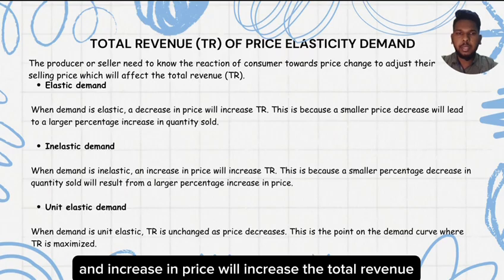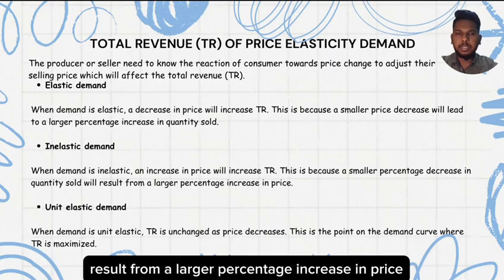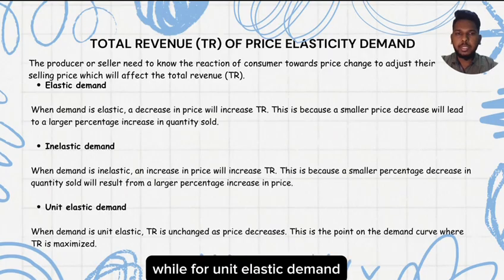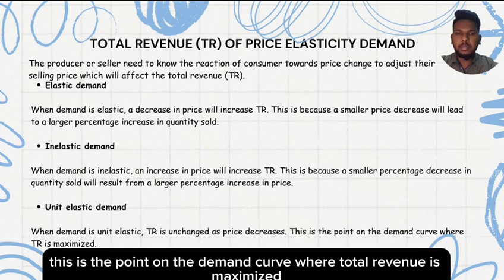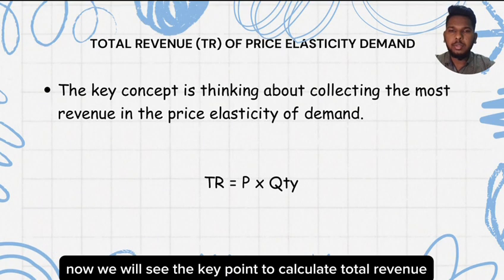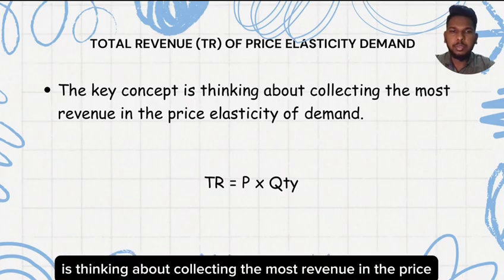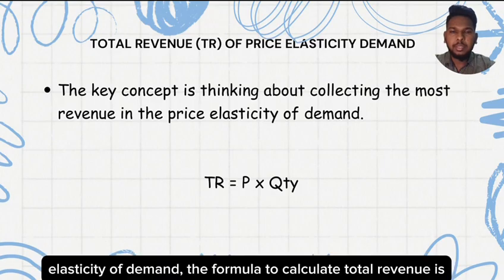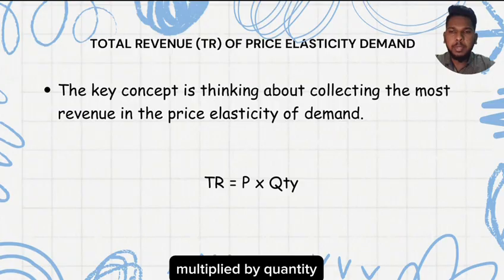demand, an increase in price will increase the total revenue. This is because a smaller percentage decrease in quantity sold will result from a larger percentage increase in price. While for unit elastic demand, total revenue is unchanged as price decreases. This is the point on the demand curve where total revenue is maximized. Now, we will see the key point to calculate total revenue. The key concept of calculating total revenue is thinking about collecting the most revenue in the price elasticity of demand. The formula to calculate total revenue is total revenue equals price multiplied by quantity.